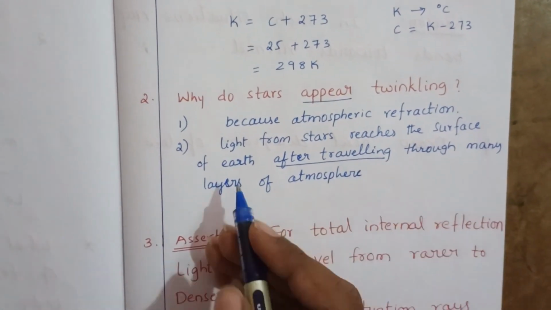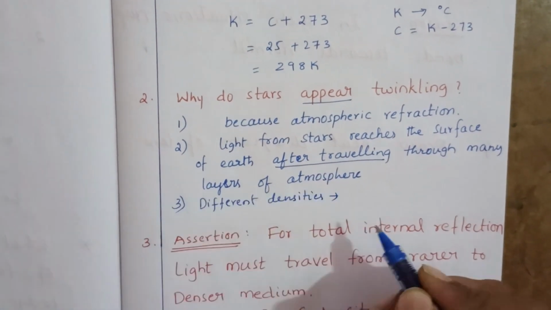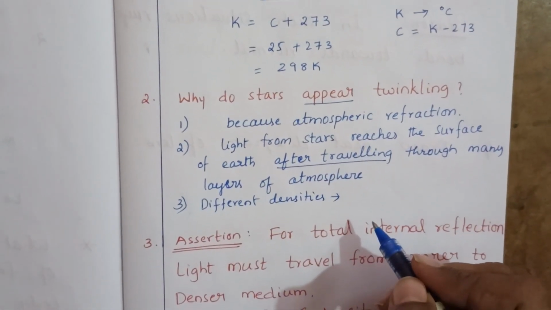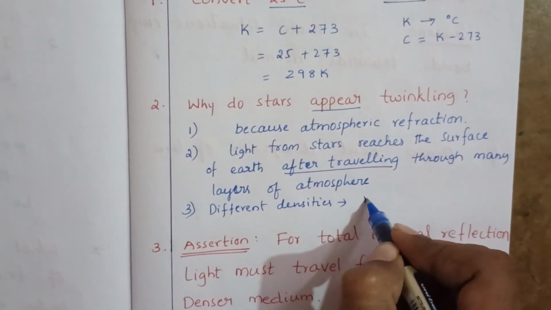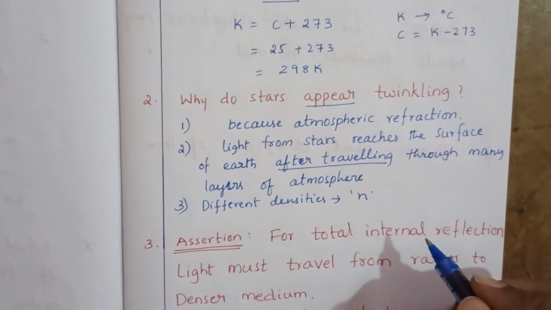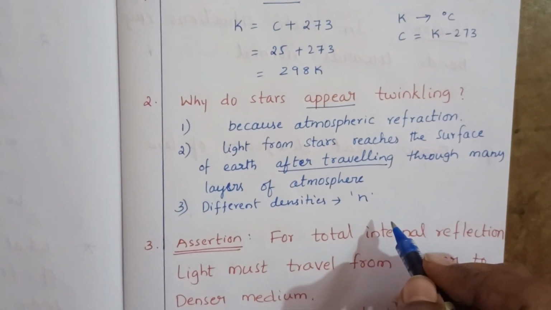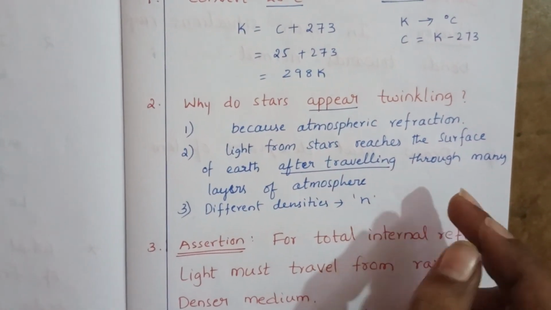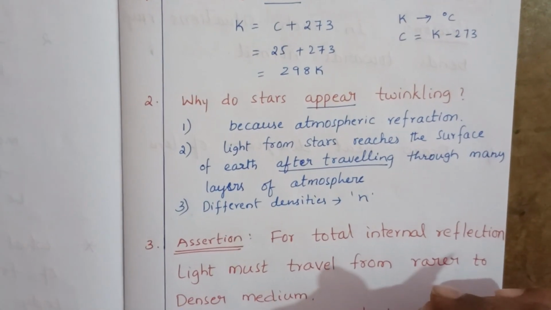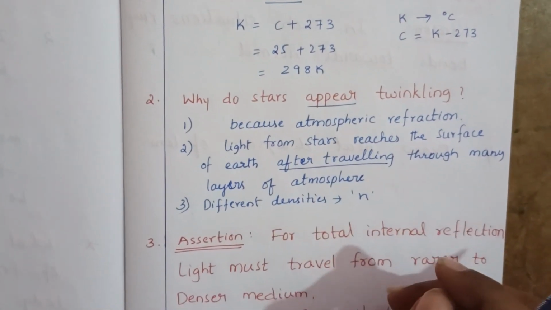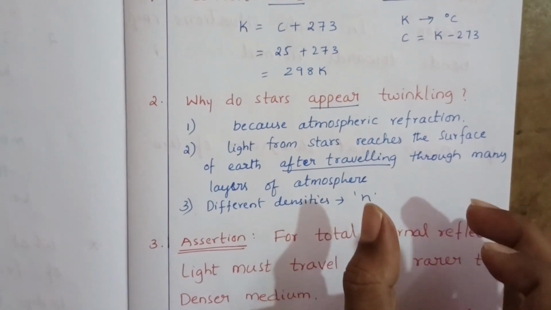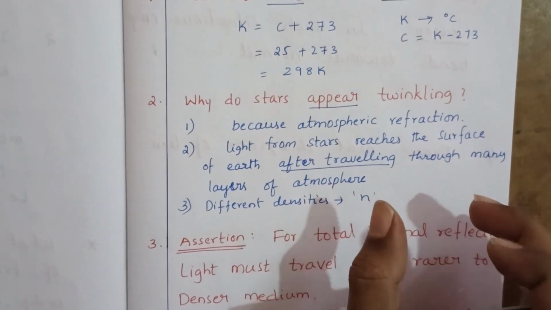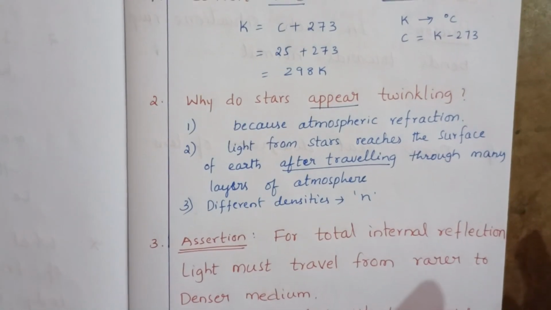All these layers have different densities, which causes different refractive indices. So the light ray suffers deviation a number of times. So we are able to see the apparent position of the star, which appears as twinkling.